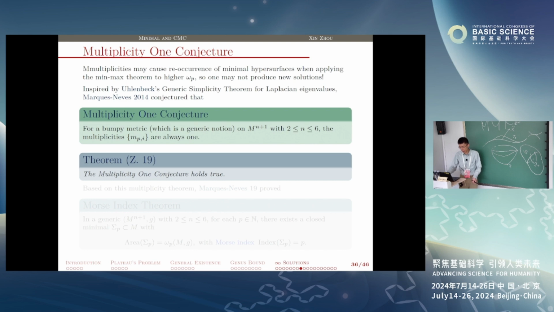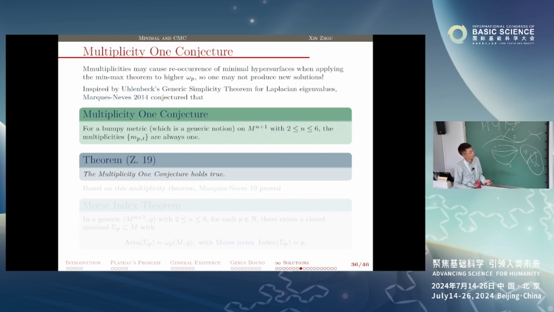Behind the proof, they have a very clever way of going around the multiplicity, but I also want to say a few words because I have some work there. Multiplicity means that when you apply the min-max theory to omega p, you may construct something you already saw previously, or the reoccurrence, right? Inspired by Uhlenbeck's generic simplicity theorem for Laplacian eigenvalues, which says that given a fixed closed manifold, for a generic choice of the Riemannian metric, the Laplacian eigenspace is always simple. So each Laplacian eigenvalue has a one-dimensional eigenspace.